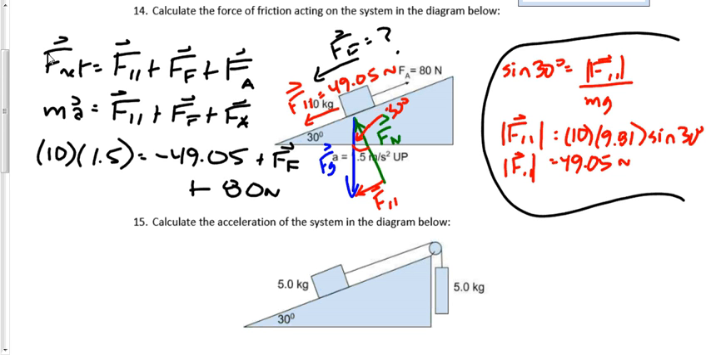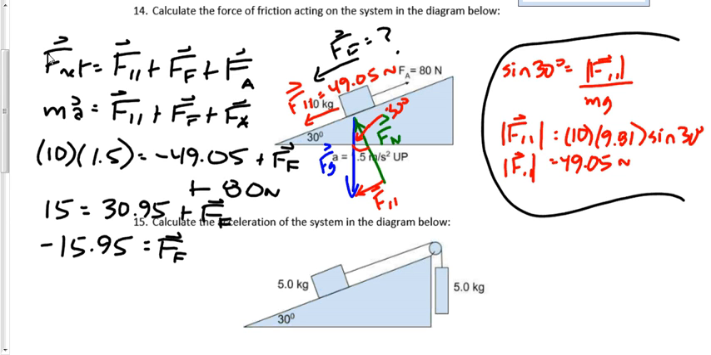So I'm going to say 10 times 1.5 is 15. Negative 49 plus 80 is 30.95. Let's take the 30.95 over by subtracting, and I get negative 15.95. Is that right? We want to round that to 2 digits. So my third digit is a 9.